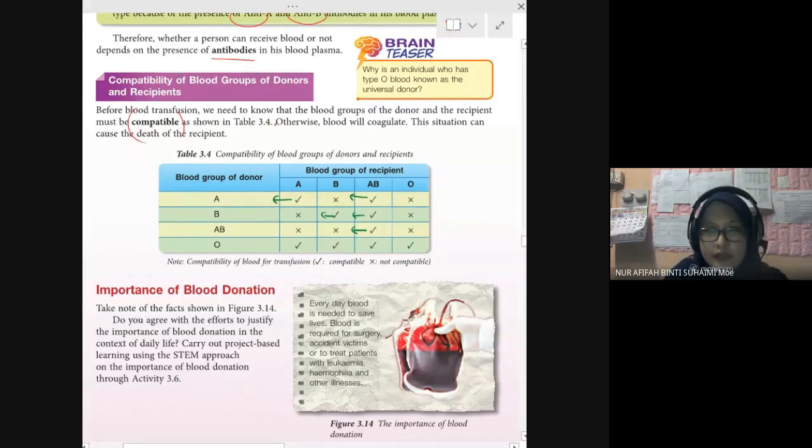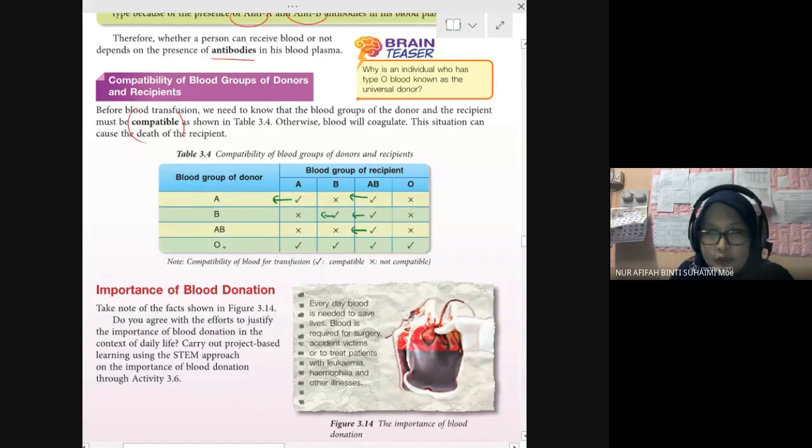Okay, we have 4 types of blood group of the donor, A, B, AB, and O, and we have the blood group of the recipient. Okay, we see here, blood group A can donate to A and also AB. B can donate to B and AB. AB can only donate to its own type of blood group, AB, only AB.